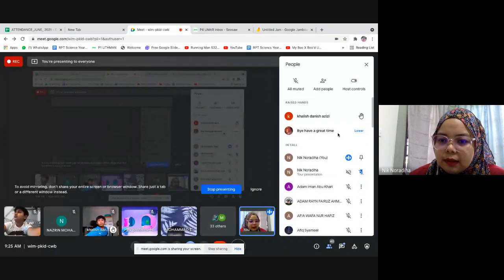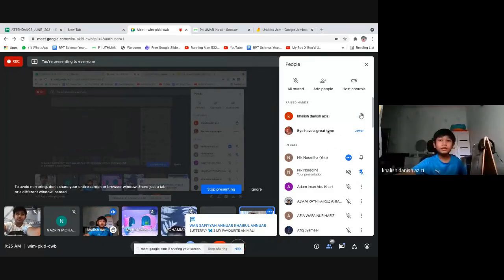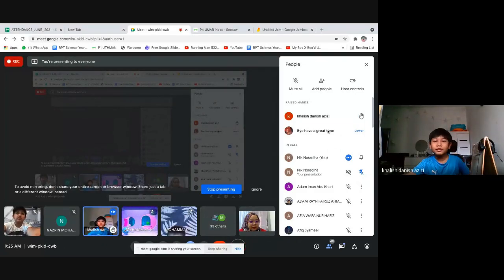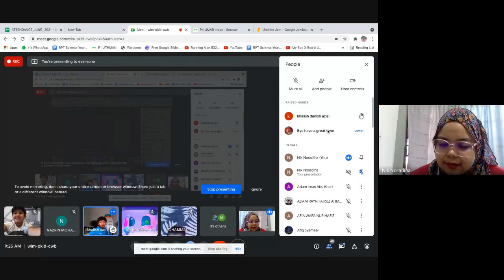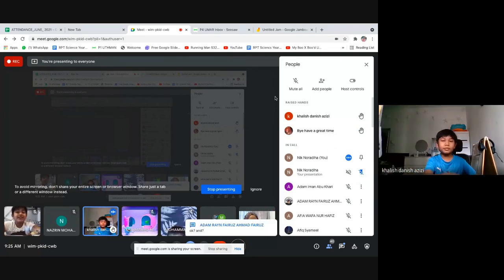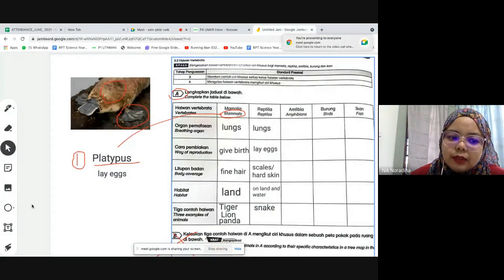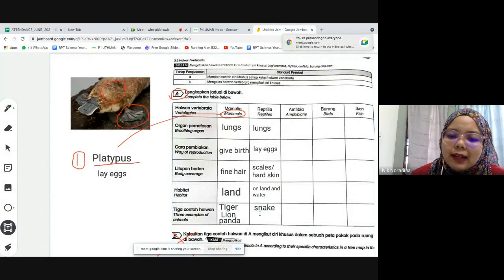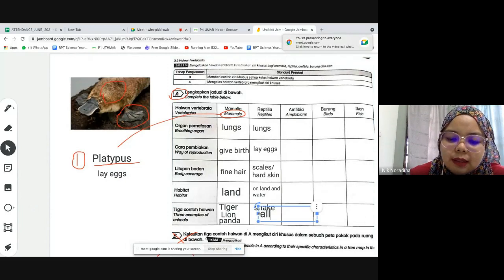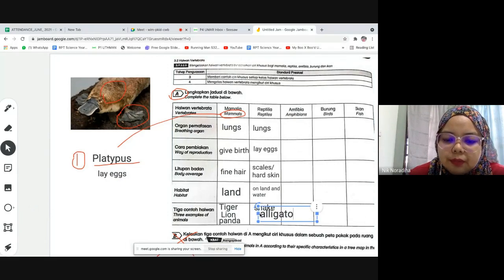Yes, Zara Sofia, Kalish Danish. Teacher, is it alligator is the hard skin? Yes, correct. In reptile. Okay. Alligators have hard skin, and they lay eggs as well. So alligator is one of the examples for reptiles.